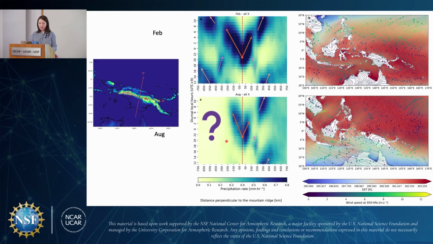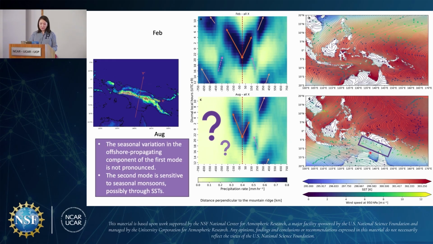And for the large-scale background state, the key seasonal difference is much lower SST, accompanied by faster near-surface wind that produce more evaporative cooling. So we conclude that the seasonal variation in the offshore propagating component of first mode is not pronounced. The second mode is very sensitive to seasonal monsoons at some places, possibly through SSTs and also the boundary layer instability.